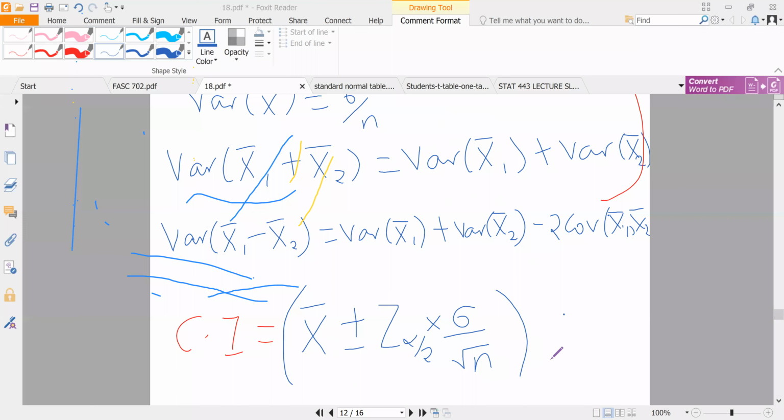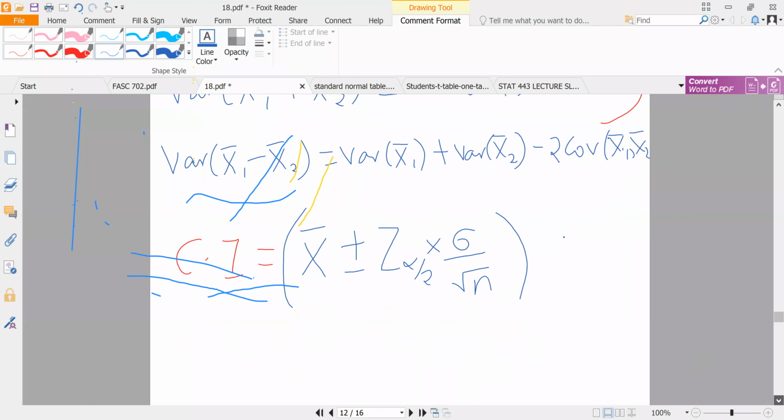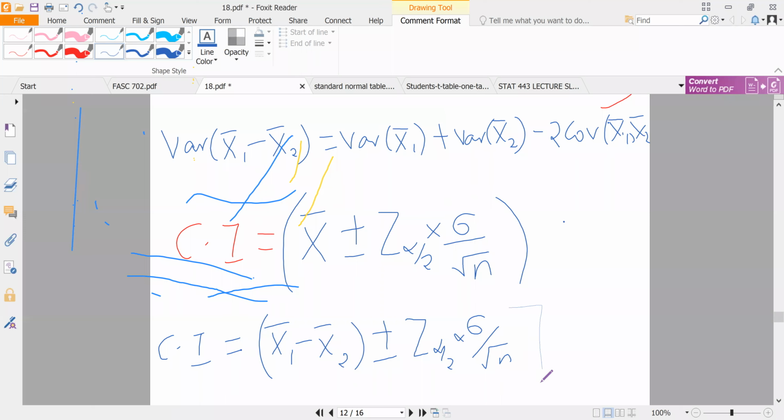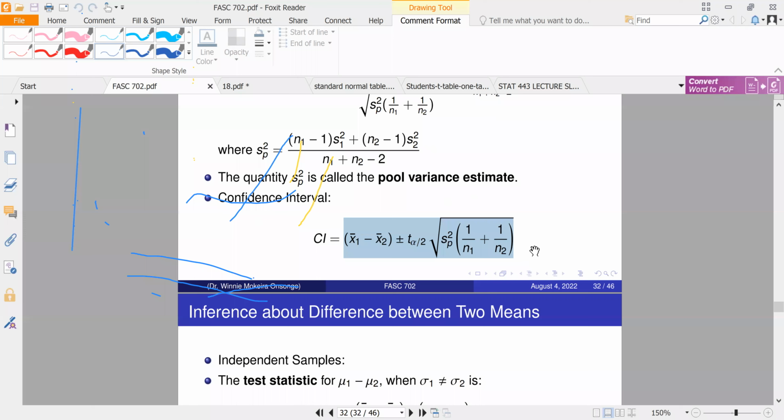So in the case where we are now looking at a difference of means for 2 populations, now our confidence interval will be equal to, we are no longer looking at just X bar, but we are looking at X bar 1 minus X bar 2, and then plus or minus the Z value multiplied by sigma over root n. That is the confidence interval. And that is what we are having in this case here.